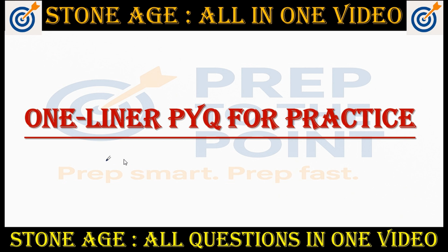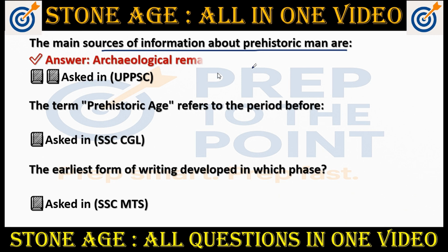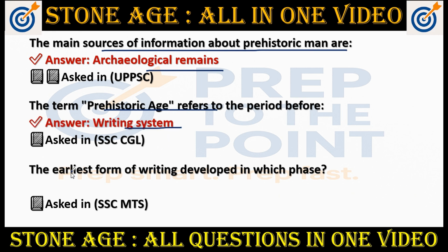Now, one-liner previous year questions for practice. The main source of information about prehistoric man are archaeological remains. The term prehistoric age refers to the period before writing system. The earliest form of writing developed in which phase? It is historic phase.